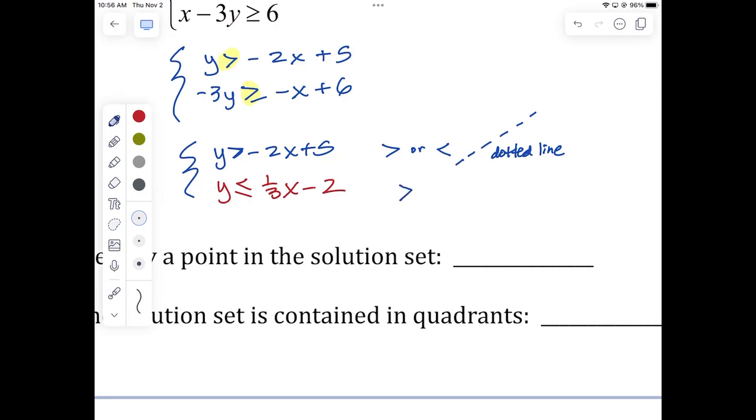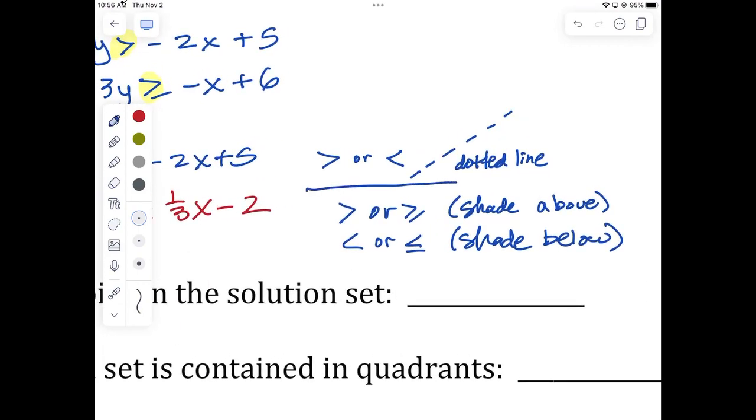So if it's greater than or equal to, we're going to shade above. And if it's less than or equal to, we're going to shade below. Greater than means above, less than means below. Now let's get the other contrasting one up here. If it's greater than or equal to or less than or equal to, then we graph it with a solid line.